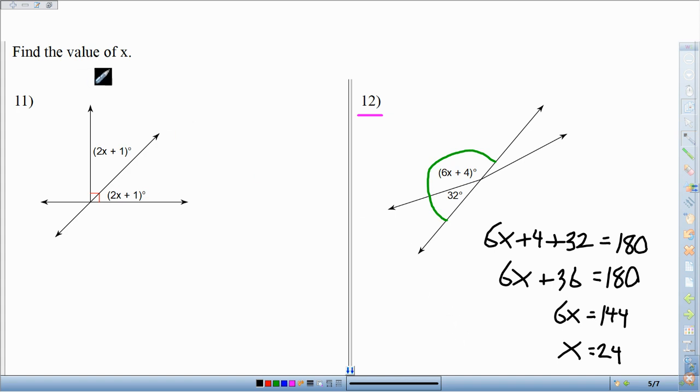Okay, and again, I'm double checking: find x. That's still what we're asked for. There we go. Now would be a decent time to pause the video, go back and try the ones that I didn't do, and see how you do.